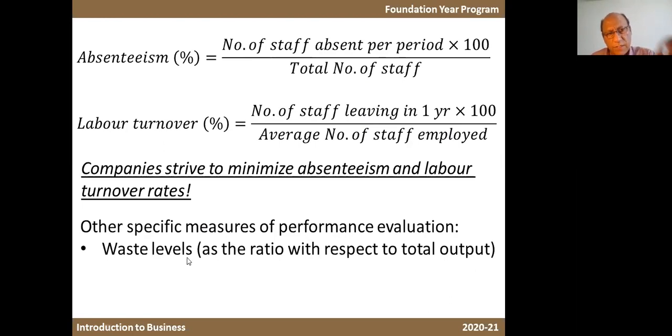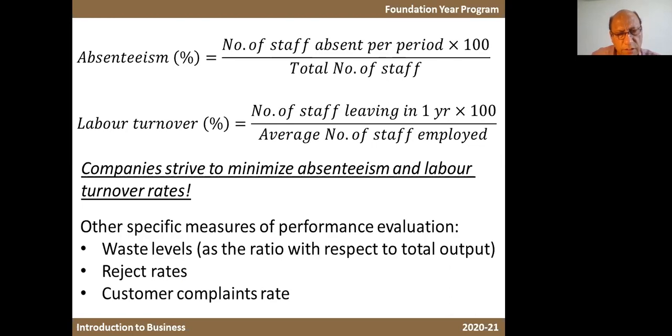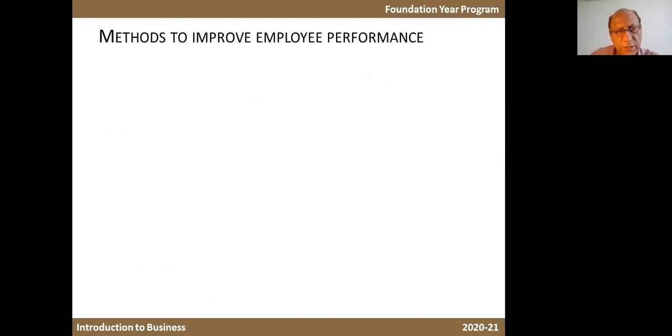And apart from this, the wastage level should be low, as a ratio with respect to the total output. So the number of damaged units should be low. So this is waste. Reject rate, which is quality control: how many units have been rejected by the customer or the quality inspector. Next one is customer complaint rate. The higher the complaints, the higher the performance problem. So the manager has to fix this one.